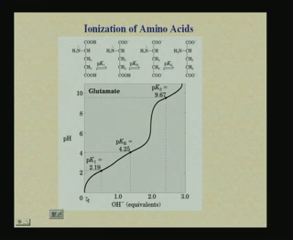So, what do I have in my curve here? I have a pK1 value, I have a pKr value. What is the pKr? R is the side chain, so it corresponds to the side chain. Then we have a pK2 value corresponding to the amine. Okay.